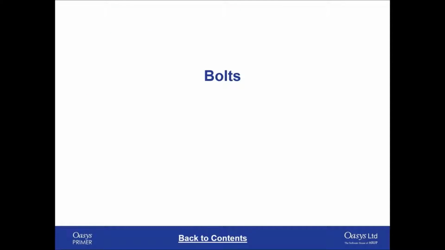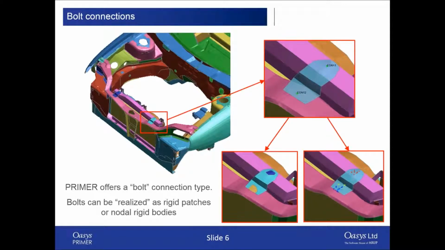First of all, I'm going to talk about bolts. Bolted connections, when you create them in PRIMER, are rigid type connections. Generally these can be categorized as either a nodal rigid body type or a rigid patch type. Here in this top image, we're specifying 2 points where we want to create a rigid type connection. At the bottom here, we see the two different types that you can create.